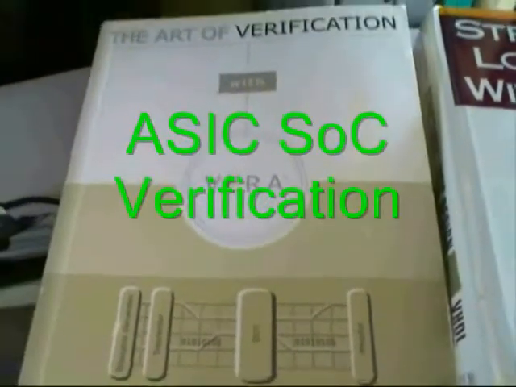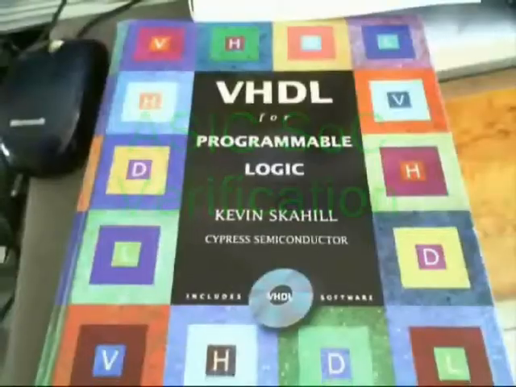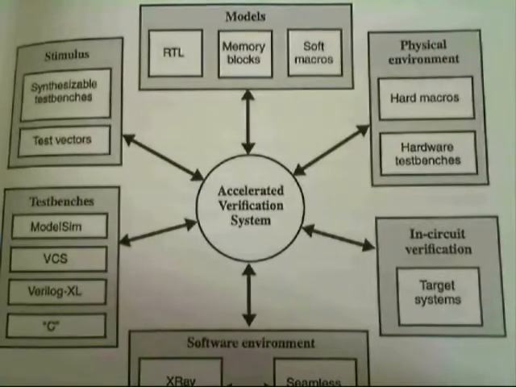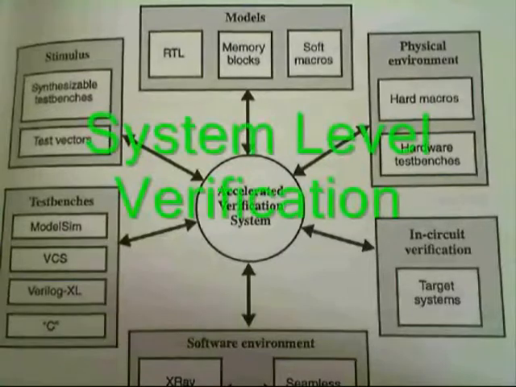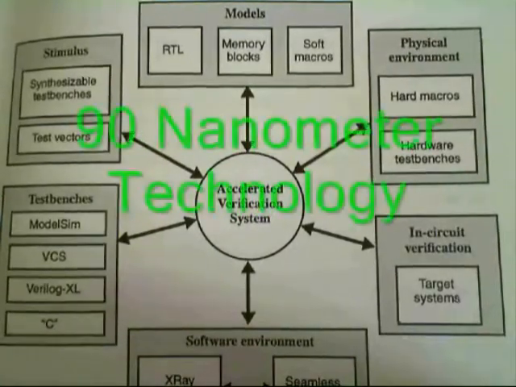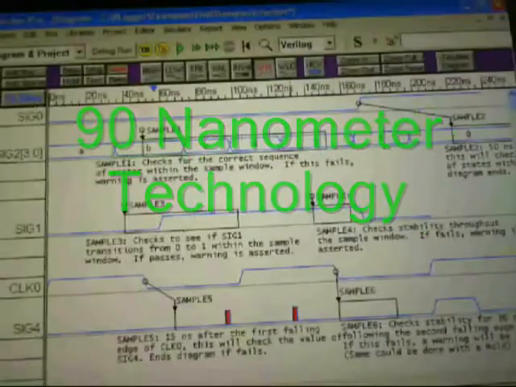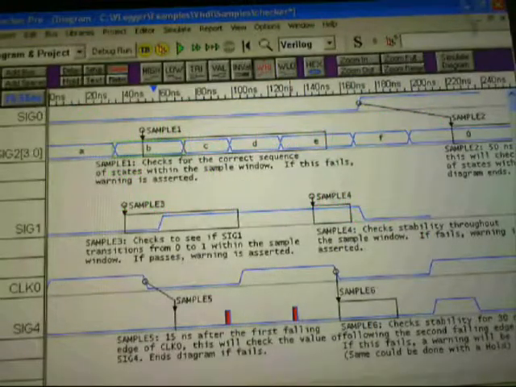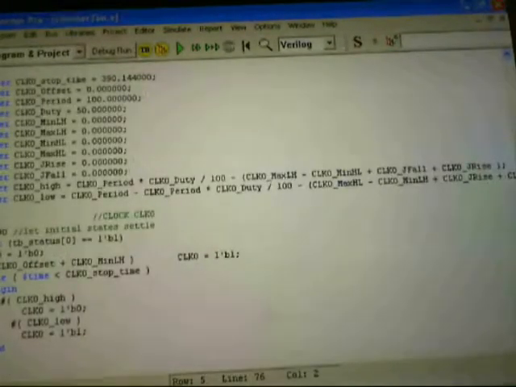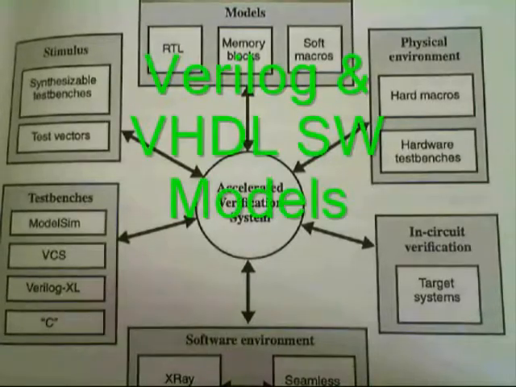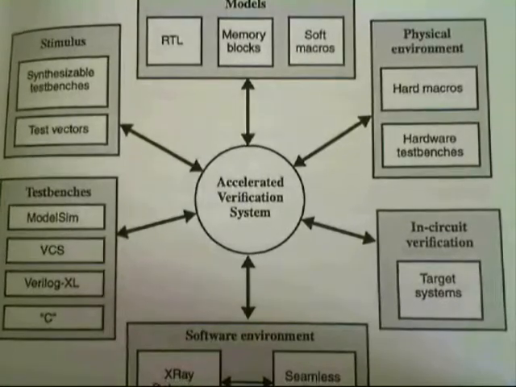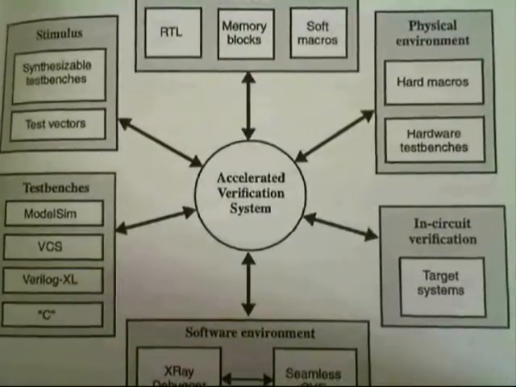System level verification. ASIC SoC methodology. Verification models consist of RTL, memory blocks, and software macros. The physical environment contains the hard macros and hardware test benches. For in-circuit verification, the target system, software environment, debugger, and CVE are supported.